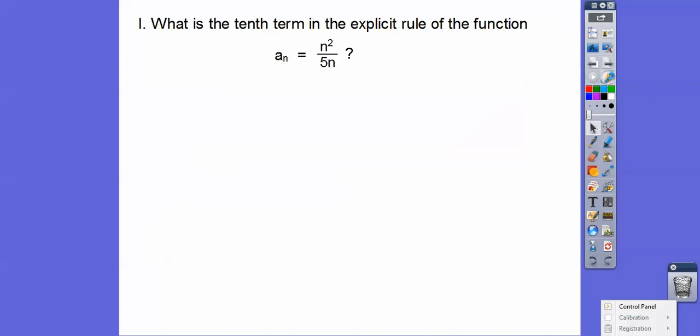Okay, what's the 10th term of this explicit rule? So we're going to plug in 10 right here and make it 10 squared over 5 times 10. Okay, so 10 squared is 100. 5 times 10 is 50. You should get 2. Okay.